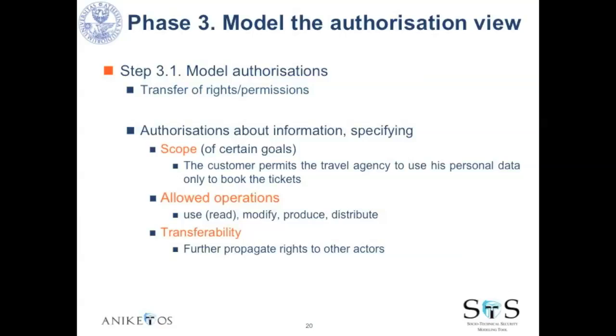The first one is scope, and with scope we refer to limiting authorizations to the scope of achieving certain goals. To make an example, when the customer or the tourist is passing his personal data to the travel agency, he doesn't want the travel agency to use his personal data for everything, or to use it for statistical purposes, or to use it for something that could be profitable to the travel agency.